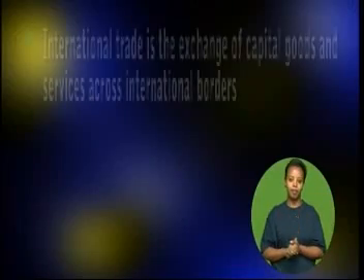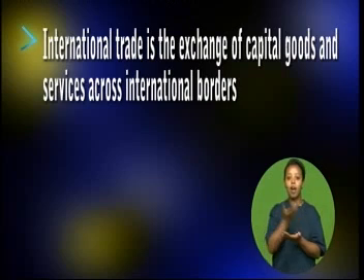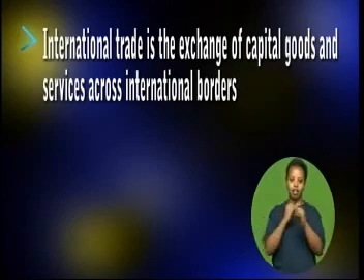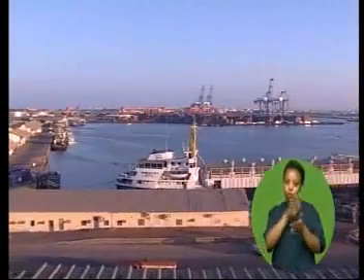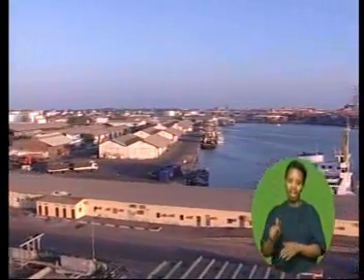Students, today's lesson will focus on the letter of credit. First, let us discuss the definition of international trade transaction. International trade is the exchange of capital goods and services across international borders. There will always be negotiations between importers and exporters before any agreements on the terms are reached.